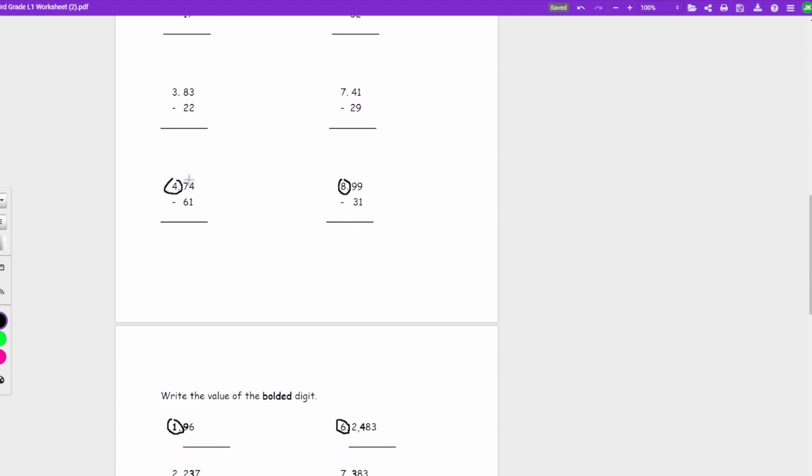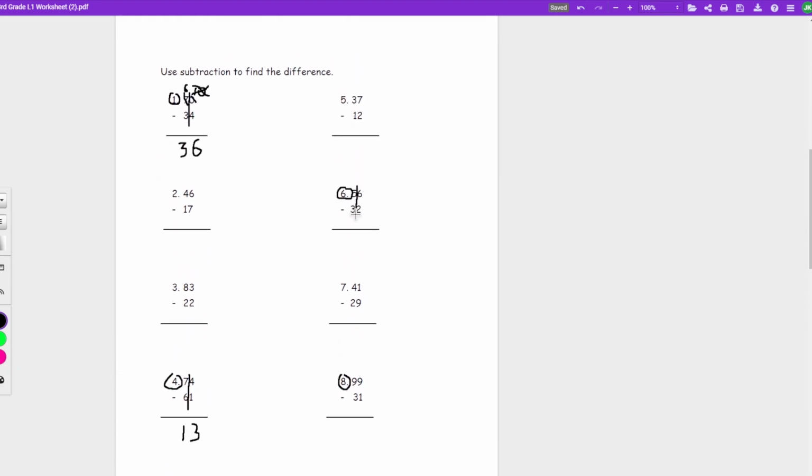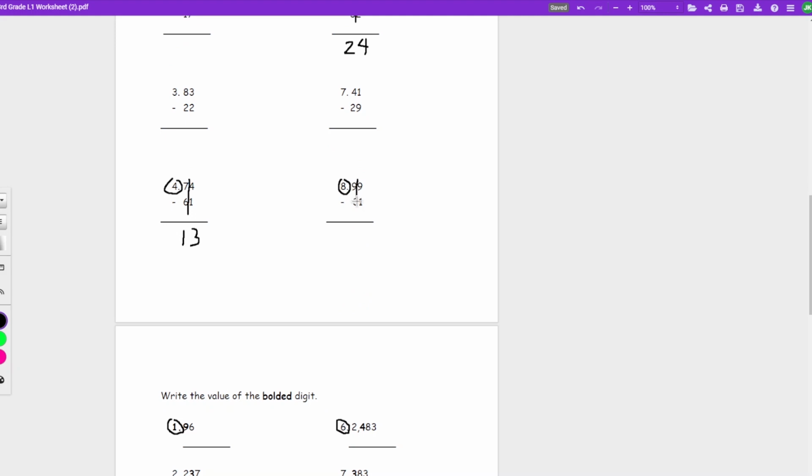Now, question 4, I'm going to use the same method. I'm going to imagine that the question is split in half. 4 minus 1 is 3, and 7 minus 6 is 1, so it's going to be 13. Again, the same method. 6 minus 2, that's 4. And 5 minus 3 is 2, so our answer is 24. Same method for this one. 9 minus 1 is 8. And 9 minus 3 is 6. So our answer is 68.